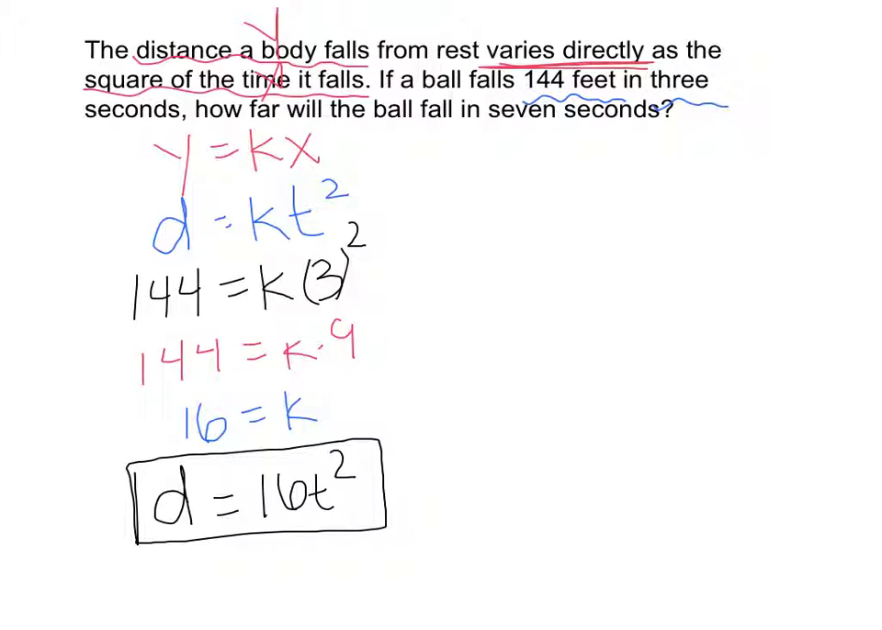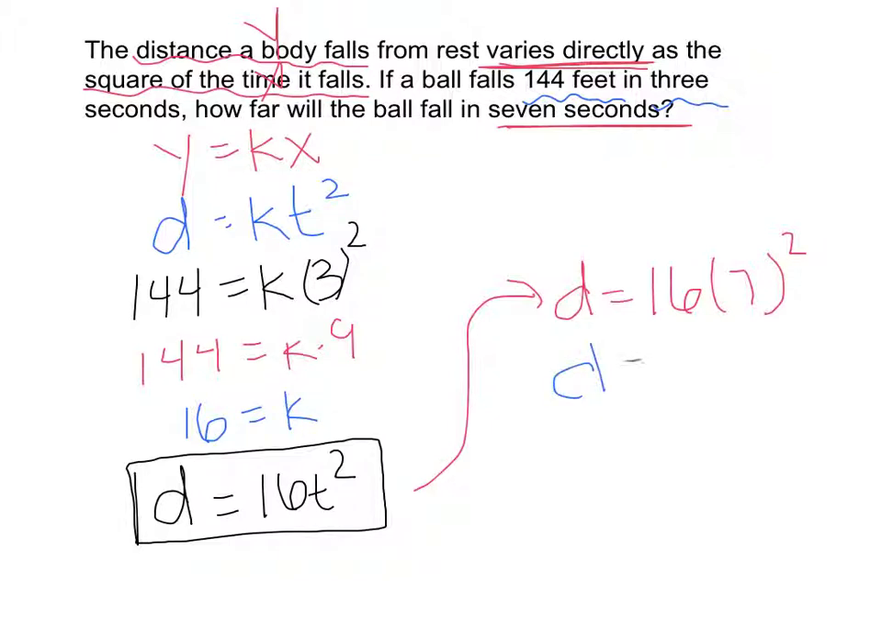However, we want to know specifically how far the ball has fallen in 7 seconds, I think is what the problem says. So let's go ahead and plug this information into our equation. 7 seconds is time, so D equals 16 times 7 squared. D equals 16 times 49. So get your calculator out. 16 times 49. D equals 784 feet. So if that ball has been falling for 7 seconds, it has fallen 784 feet.